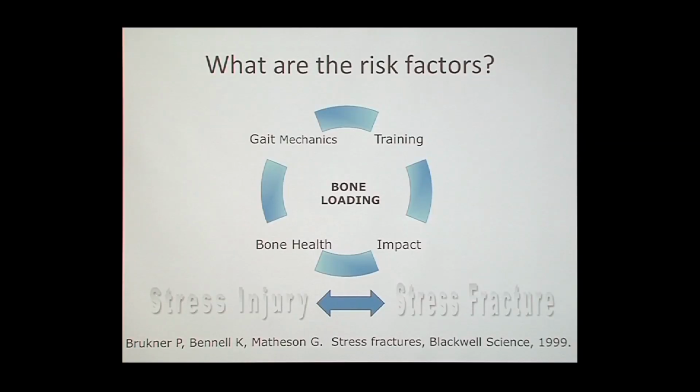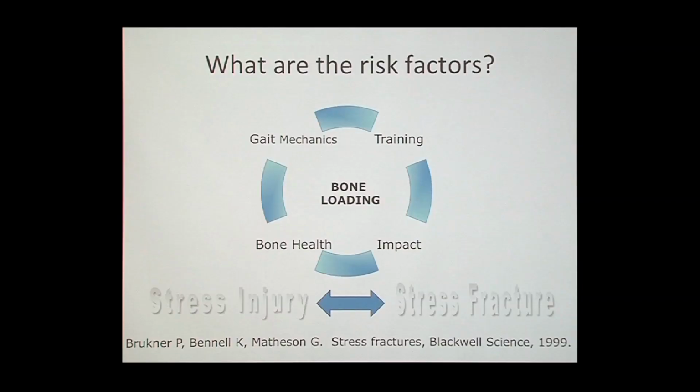You think about the factors for a stress fracture. This is something that we've known since the 90s, and we're still dealing with stress fractures as a problem. Gait mechanics. Let's think about a stress fracture in the leg, like that soccer player you saw early on. Gait mechanics, how much you train, what kind of impact, and your bone health. Those are all things that would affect bone loading. If you just loaded that bone over and over and over, you're going to create a stress injury.